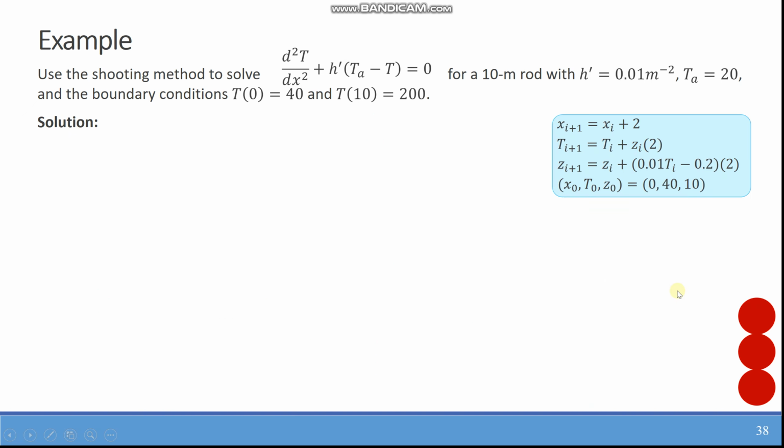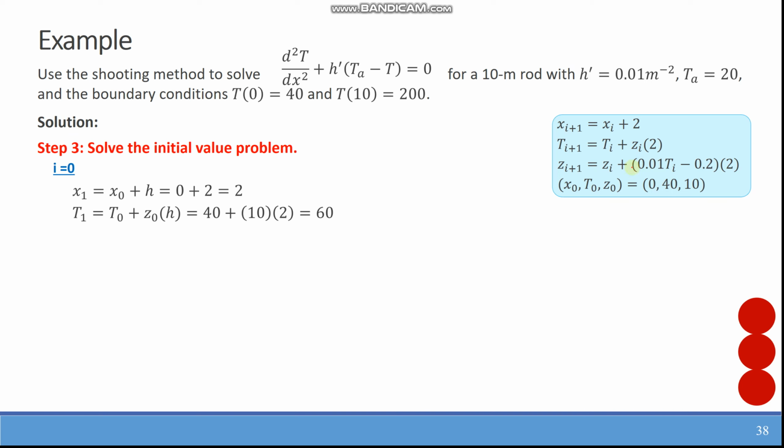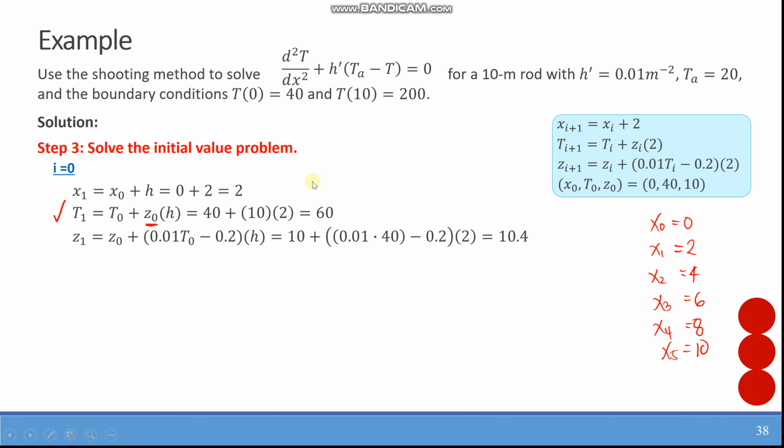Okay, so let's solve the IVP. When i is equal to 0, when this is the first iteration, we have the x at 2. So in here, we have x naught is equal to 0. Since our step size is 2, so this will be our x's, plus 2, plus 2, plus 2, plus 2, until we reach the 10. So our t1, by initial guess, z is assumed, that is 60. Our z1, we have 10.4.